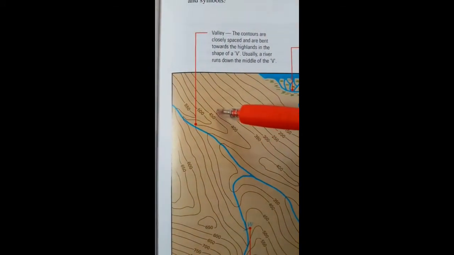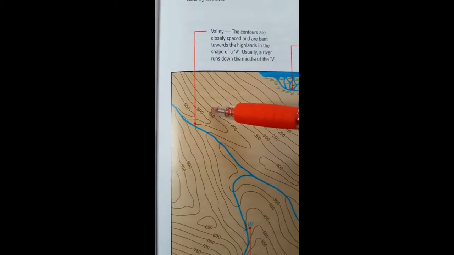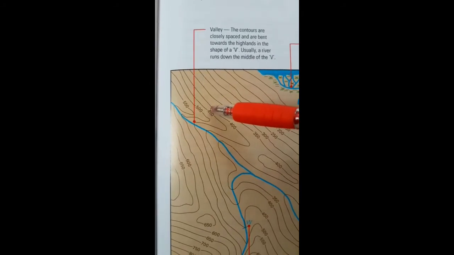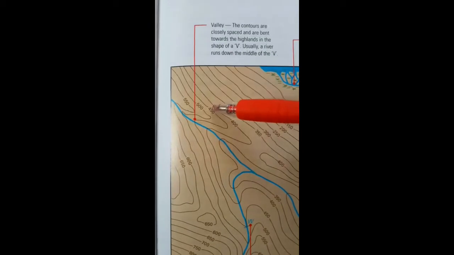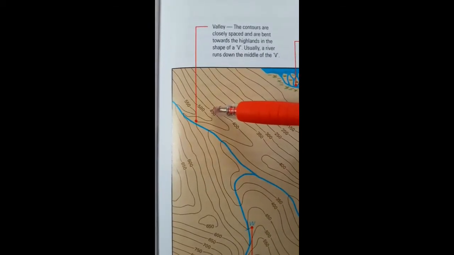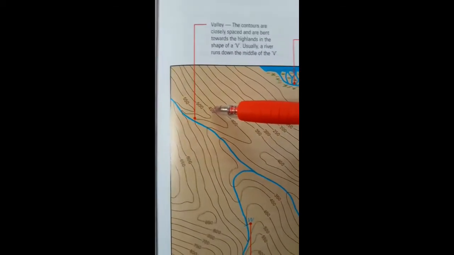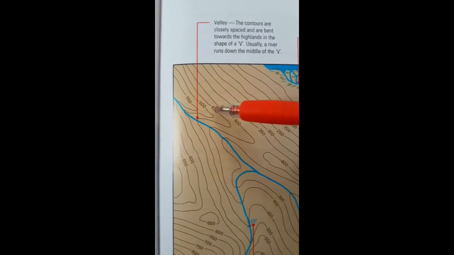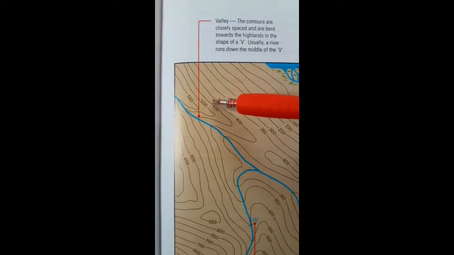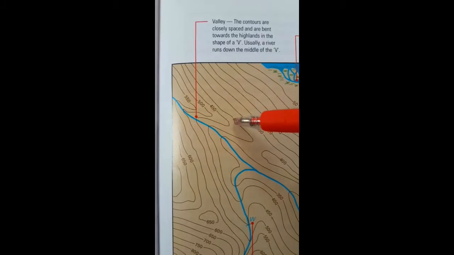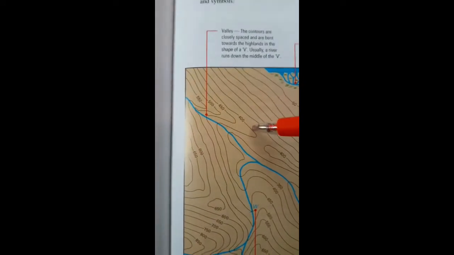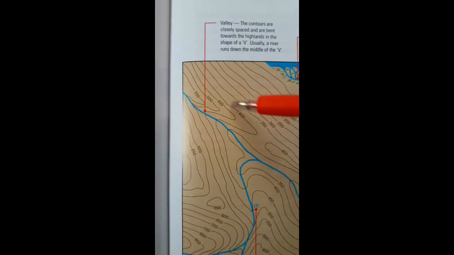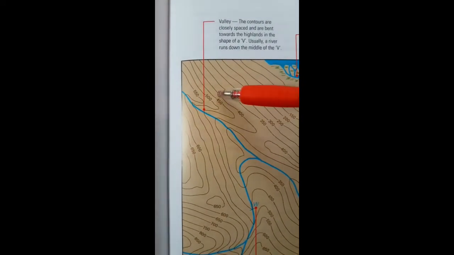And this one here, where there are numbers like 350, 400, 450, 500, this is the height in meters. Alright? And these contours here represent the hills and mountains. Okay?